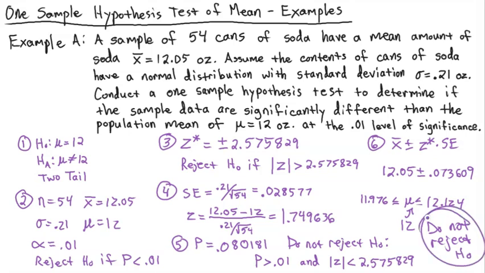Okay, and all we've done here is we've just used a confidence interval to confirm that we will not reject the null hypothesis. Okay, so there is one example of a one sample hypothesis test. You'll see another example in the next video.